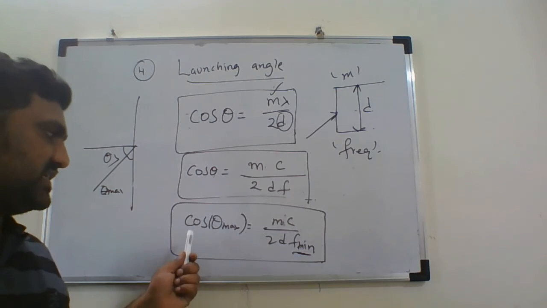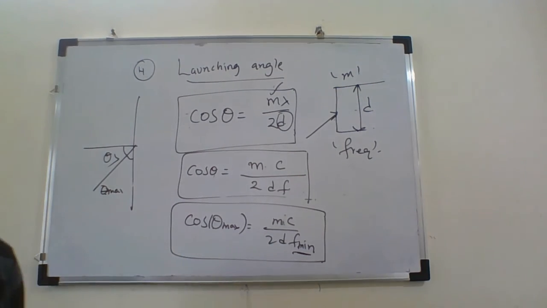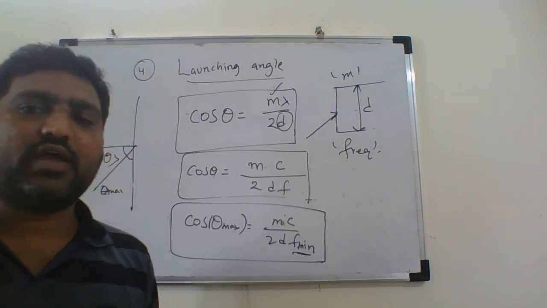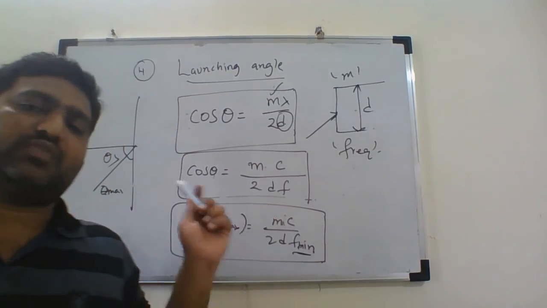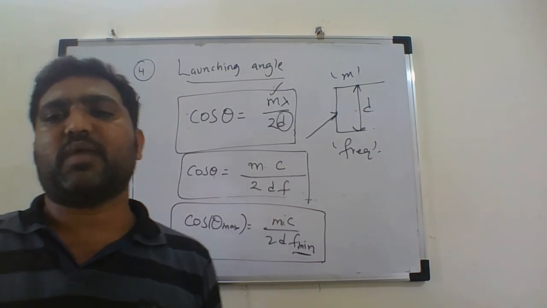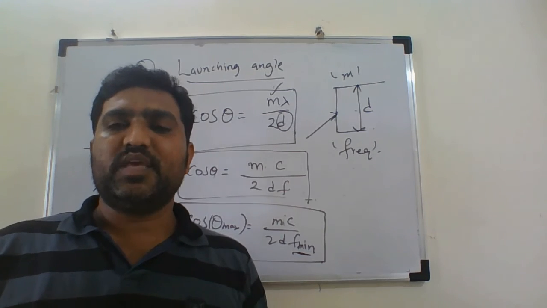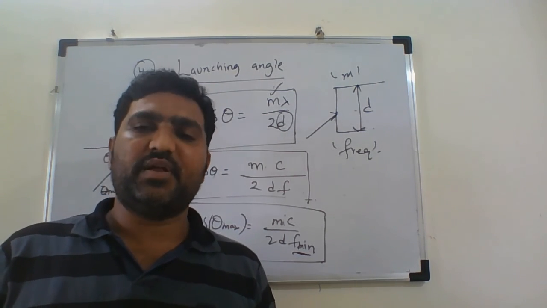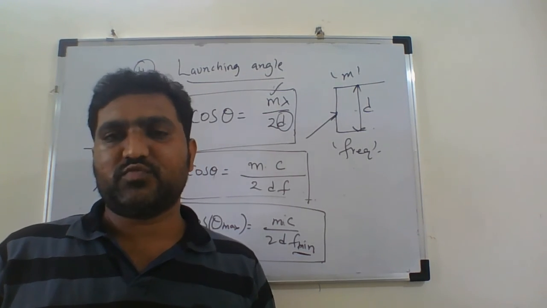So this is the launching angle for the waveguide. It is the same for both the transverse electric case and the transverse magnetic case. So these are the characteristic parameters of the transverse magnetic mode.